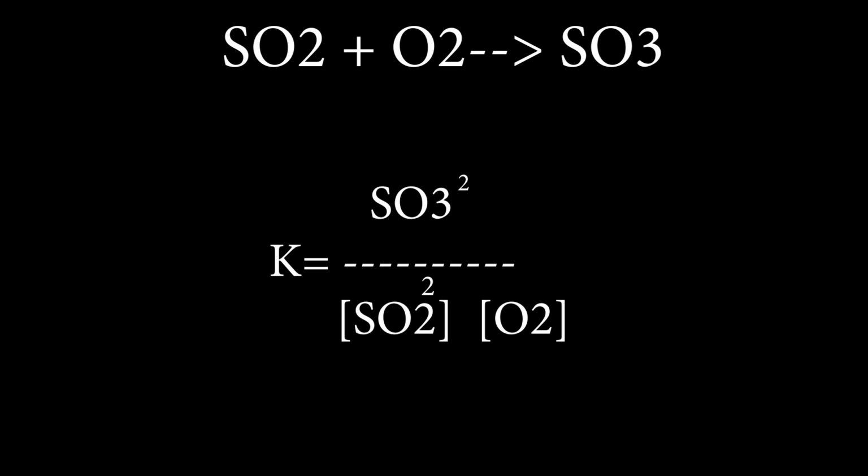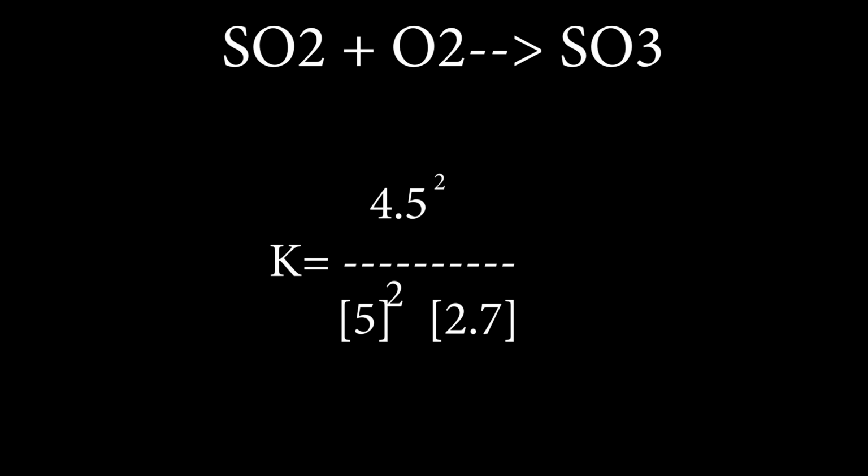Now that we set up our equation, it's time to solve it. Our information that we have is the moles of SO2 is 5, the moles of SO3 is 4.5, and the moles of O2 is 2.7. With that being said, we need to solve for K. We use our information and plug it into our expression. What we should have now is K is equal to 4.5 squared over 5 squared times 2.7.